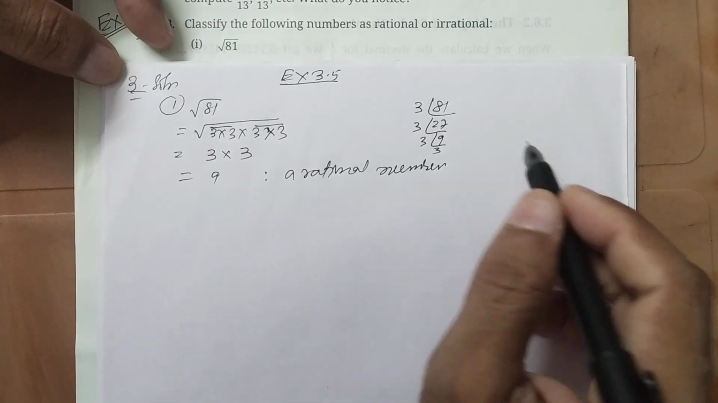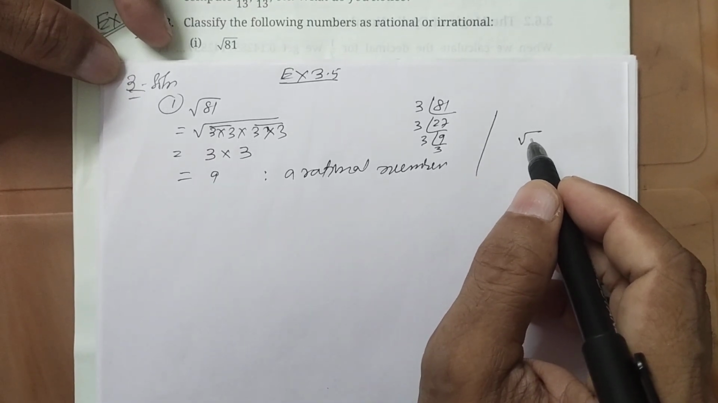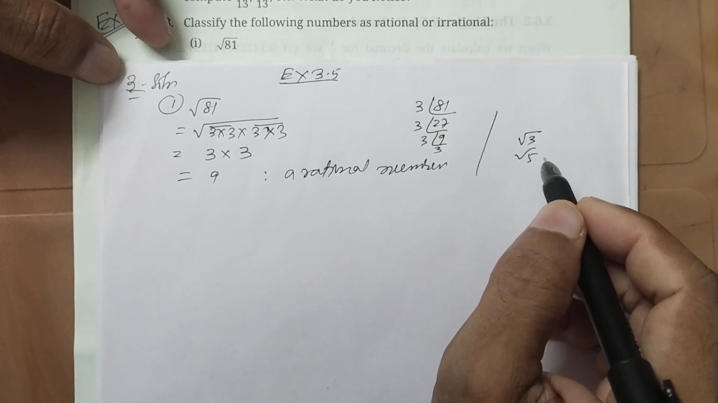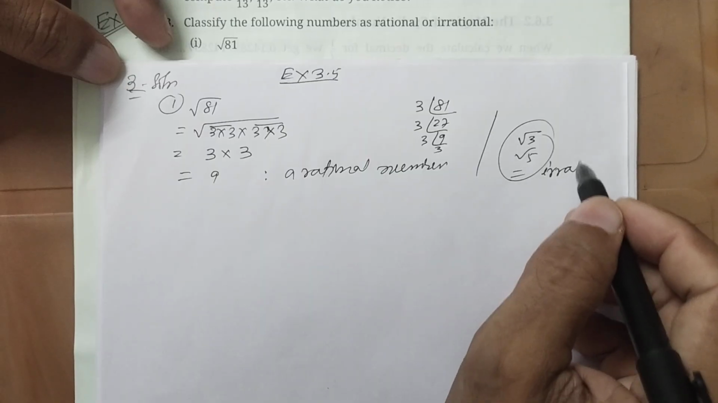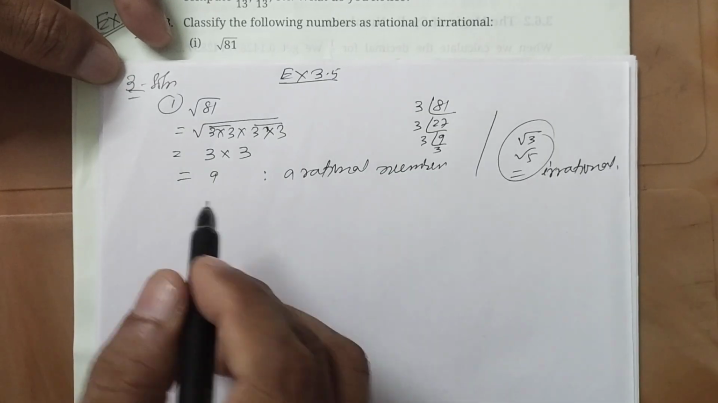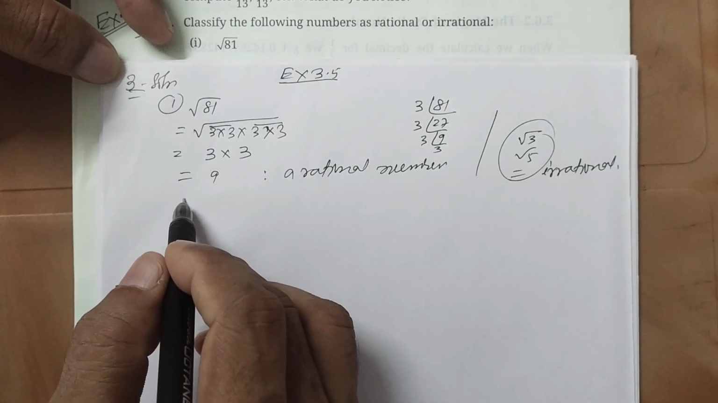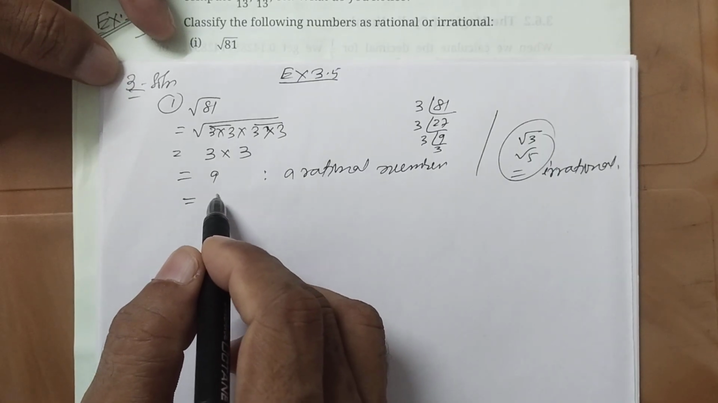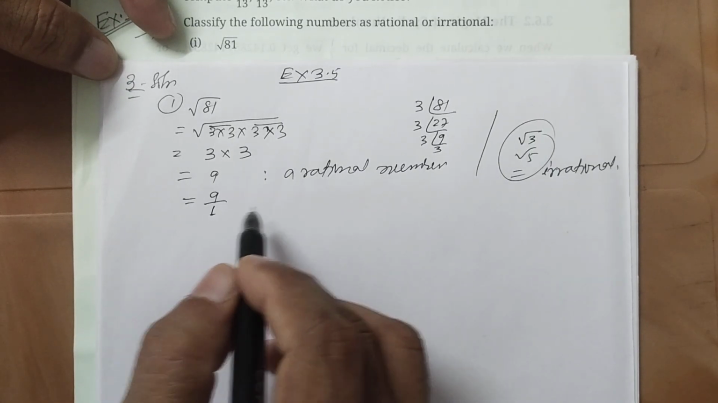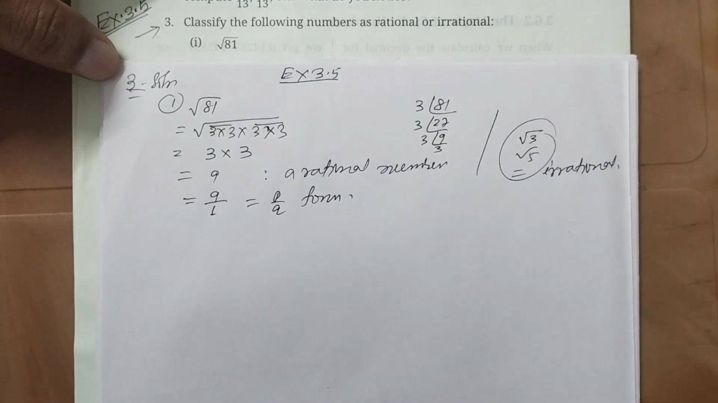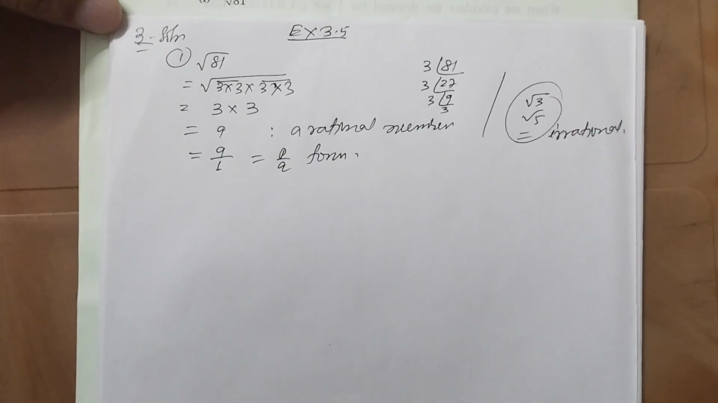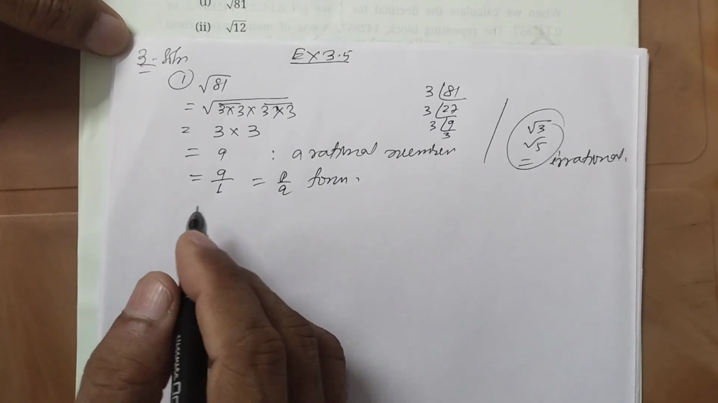Irrational numbers are basically those where the root remains, say root over 3, root over 5. These are irrational numbers, which we have discussed in the first video. So for a rational number, the second part of the question asks you to write it in p by q form, fraction form. So 9 can be written as 9 by 1, which is in p by q form. That is the first question's solution.